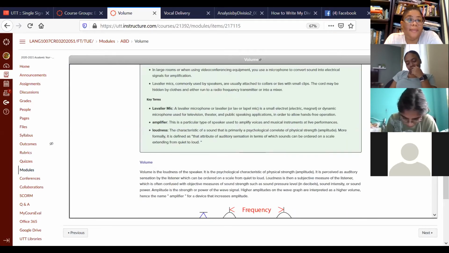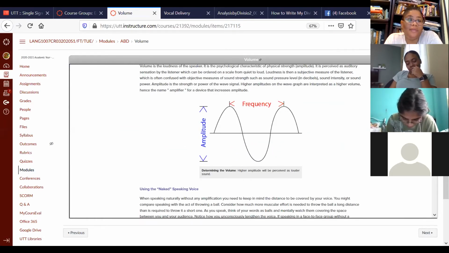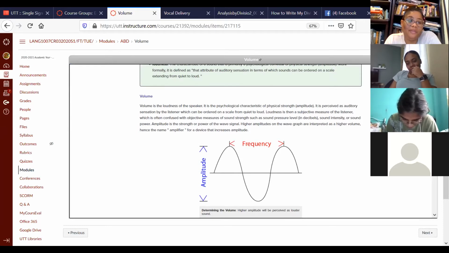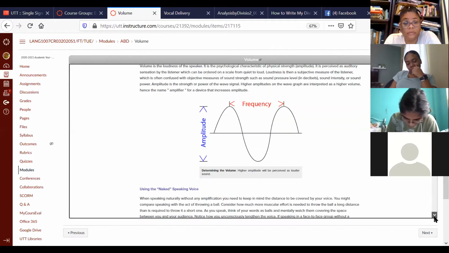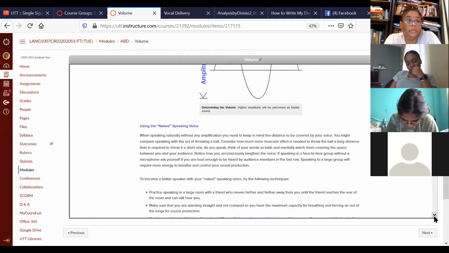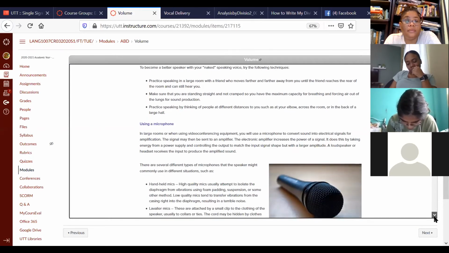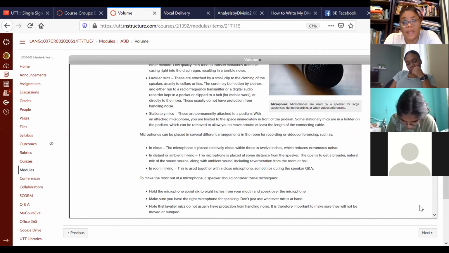Right? So I just gave you all a wealth, just threw in a lot of information. This is specifically on volume and how you can play with your volume, and different techniques if you're using a microphone or if you're just speaking without amplification.